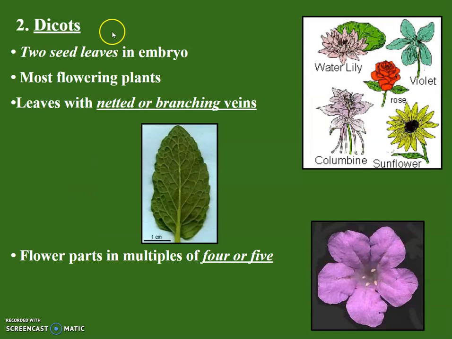Dicots have 2 seed leaves in the embryo. Most of our flowering plants are dicots. There are netted branching veins in these organisms, so instead of them being parallel veins, you're going to see them branching off like so. And flower parts are going to be in multiples of 4 or 5. So let's see, 4, 5, 8, 10, any of those multiples.